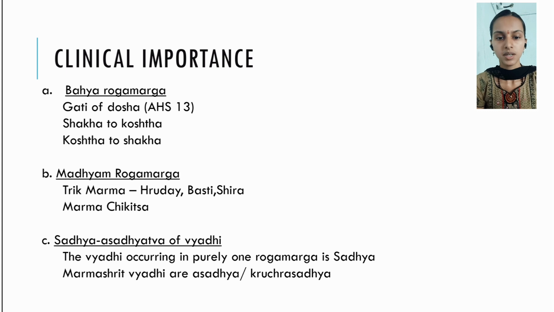And the Madhyama Roga Marga you see are the Trika side, that is Hruday, Basti, Shira, the Trimarma. About Trimarma, you will know that Acharya Charak has mentioned it. Its chikitsa can be similar to the Marma chikitsa that is being given.